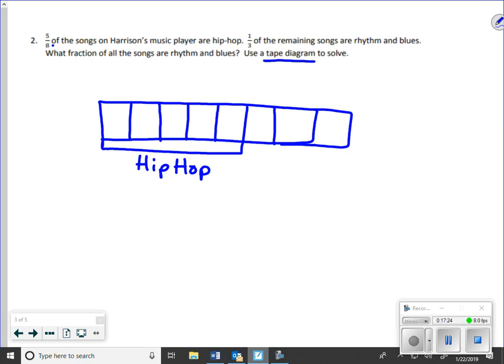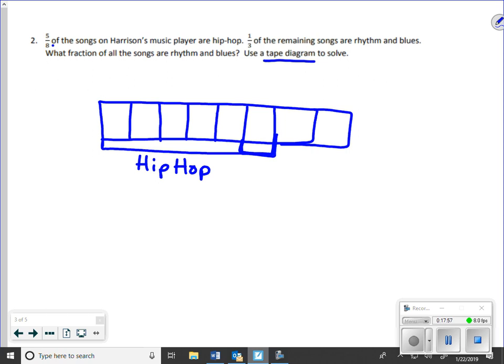1/3 of the remaining songs are rhythm and blues. So I want you to look at this. 1/3 of the remaining. See the remaining? Yes, ma'am. 1/3 of the remaining are rhythm and blues. How many pieces are left? 3. So we have 1, 2, 3 left. 1/3.